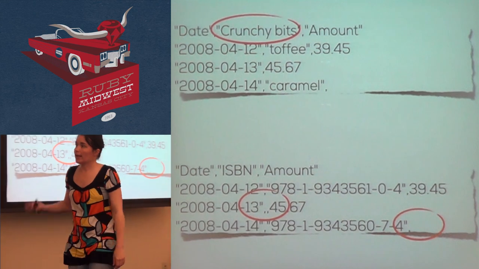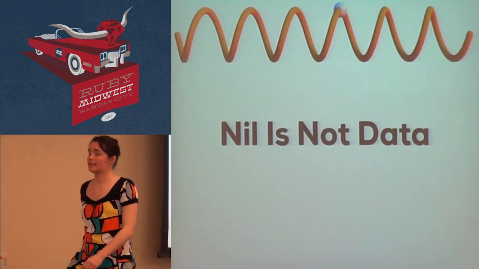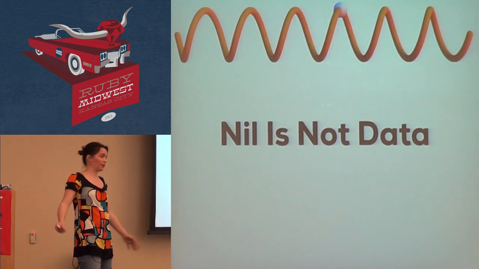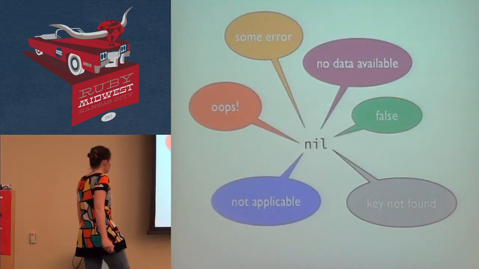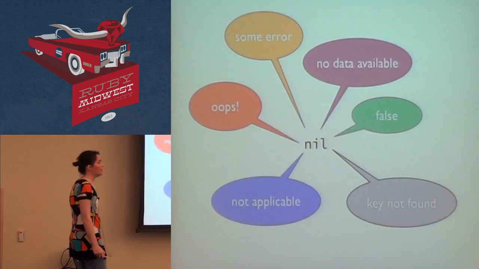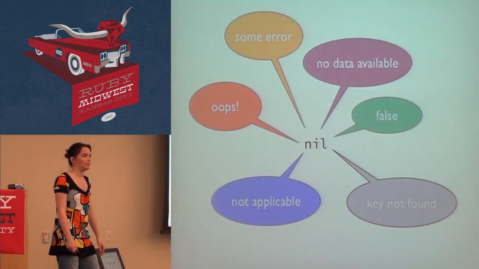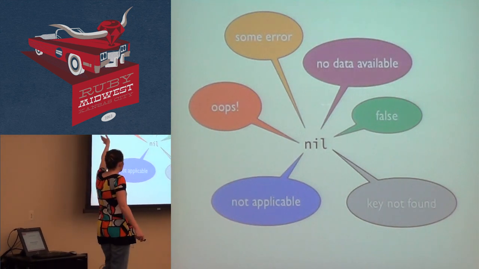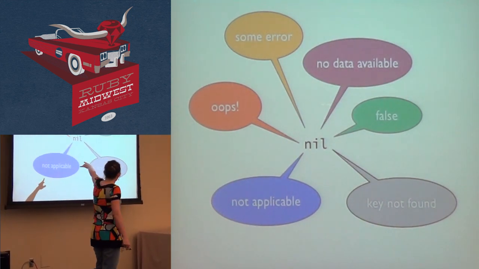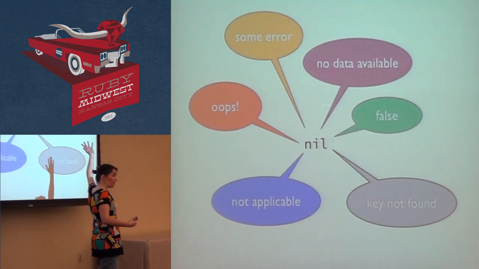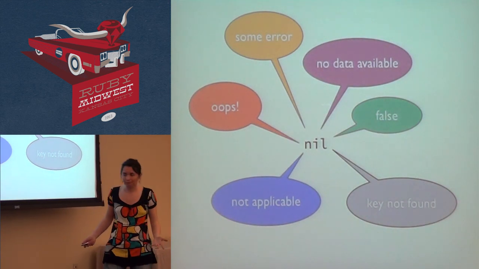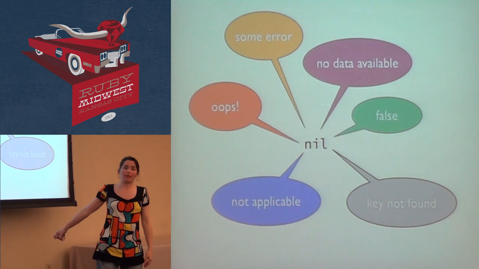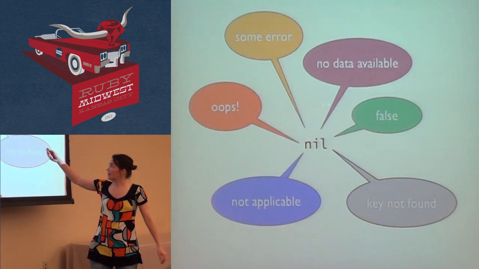So in order to handle that, we need to realize that nil is not data. And Zach will agree with me on this one. The problem with nil is it has 16 different meanings. It means false. It means crap, I screwed something up. It means not applicable in a hash. It could mean key not found, or it could mean the key contains nil. And when it can mean 16 different things, it means nothing. So nil is your enemy.